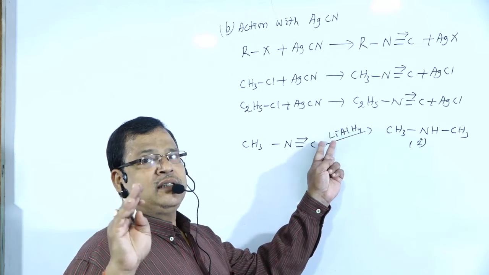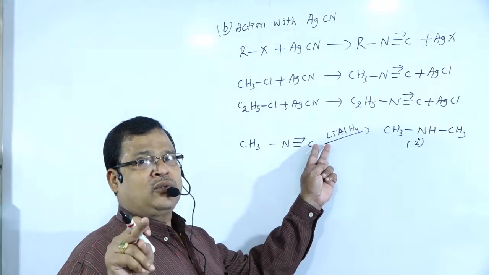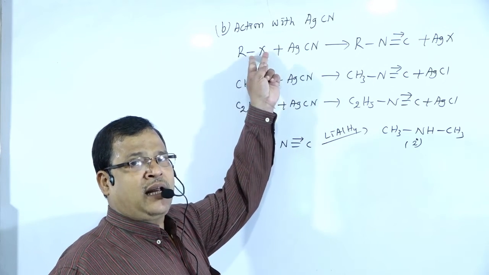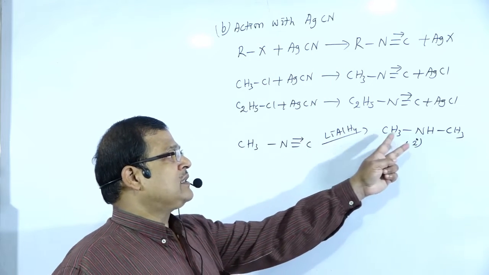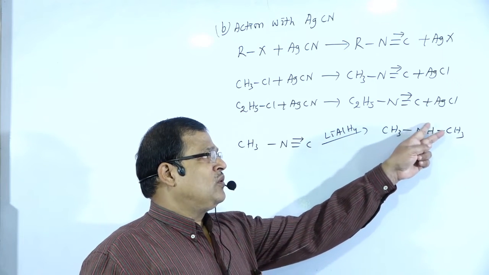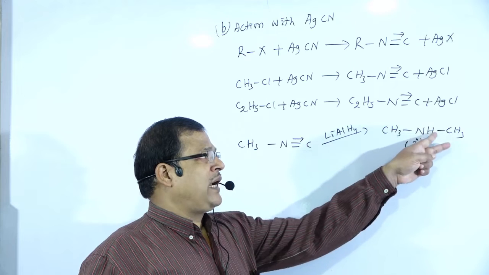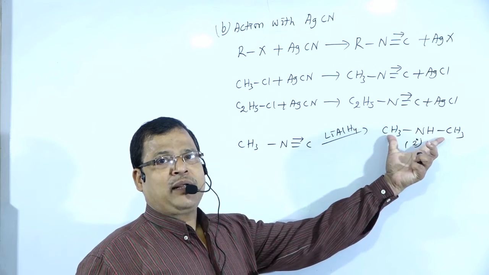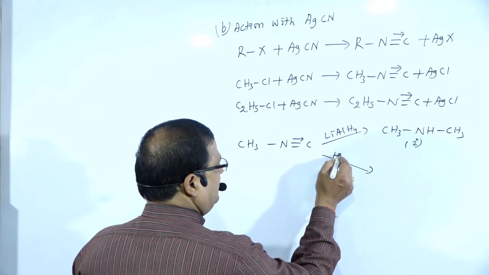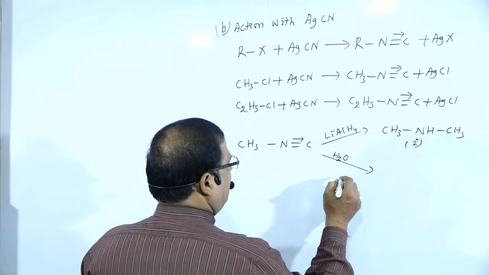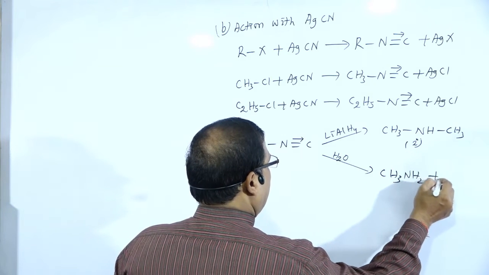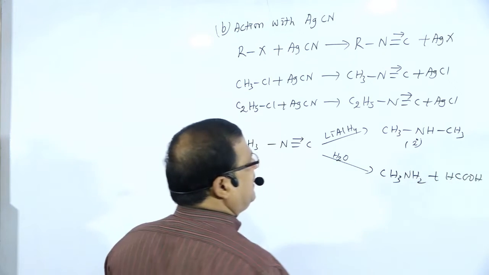Mark the difference. Alkyl cyanide under reduction will give primary amine, but alkyl isocyanide, which is obtained by the action of alkyl halide with silver cyanide, will give secondary amine. Why is this a secondary amine? Because two hydrogen atoms of ammonia have been replaced by two alkyl groups. And regarding the hydrolysis reaction, there is the formation of CH3NH2 and HCOOH, formic acid.